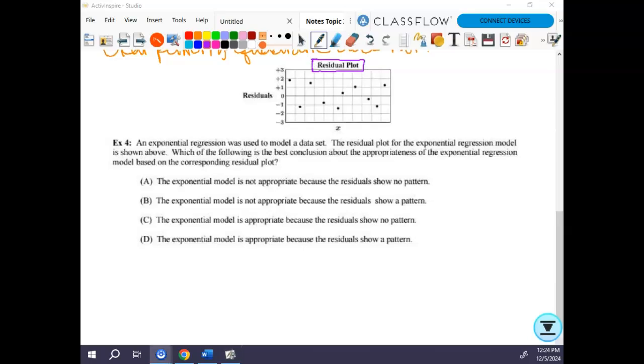And so when I skim the answer choices, never skim the question. You can, at first glance, skim the answers before you really read them. And notice that they all start kind of the same way. The exponential model is, and then either appropriate or not appropriate. From that residual plot, would you say appropriate or not appropriate? Appropriate, right? So I can mark those out. And then it's appropriate because the residuals show no pattern, right? That's kind of random, so that is my answer.